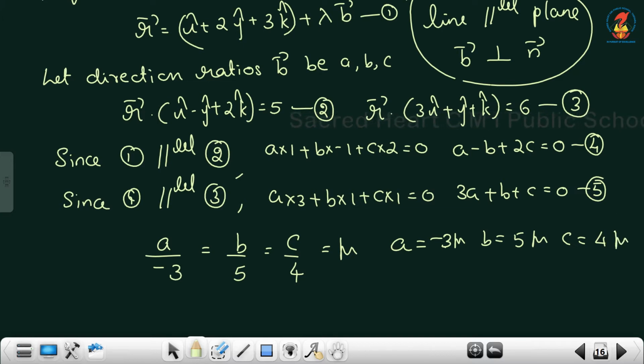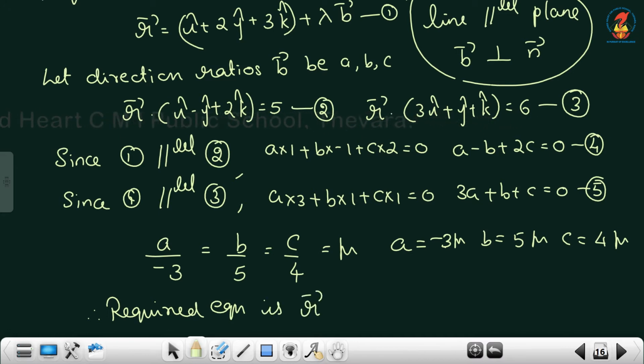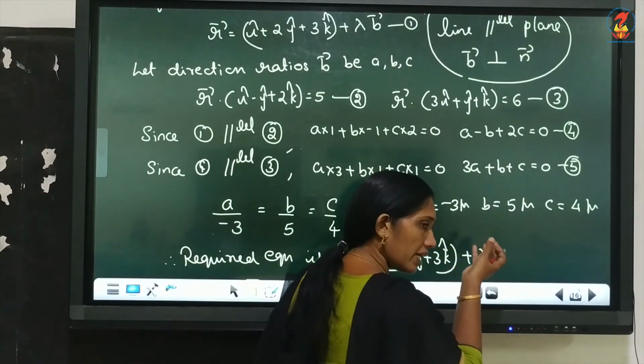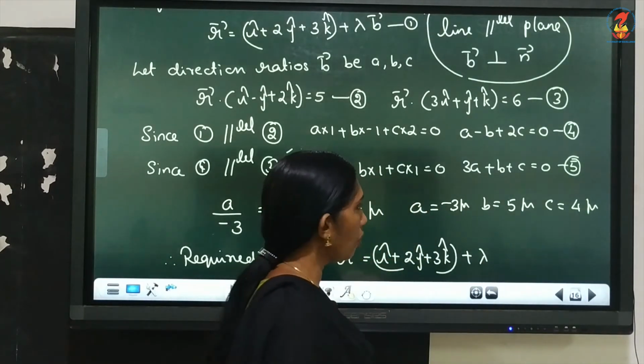Or without mu you can write. So the required equation is the vector equation, only we have to write. Vector r is equal to i cap plus 2j cap plus 3k cap plus lambda into this, mu you can take outside. Lambda and mu are real numbers. So instead of lambda into mu you can write any other real number, no problem.